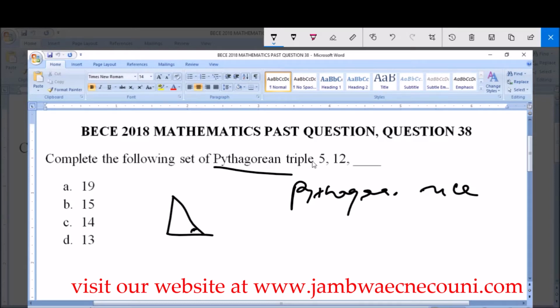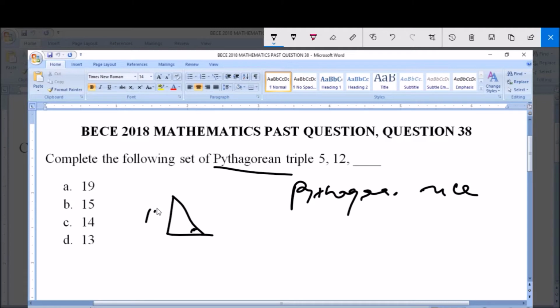Now this Pythagorean triple here will be 12, and here will be 5, and we are asked to find x here. This is a simple representation of a Pythagorean triple. Now we have 12, 5, and x, and like we know, this x here represents the hypotenuse. So therefore, to find the Pythagorean triple, applying the Pythagoras rule, we say x square is equal to what?